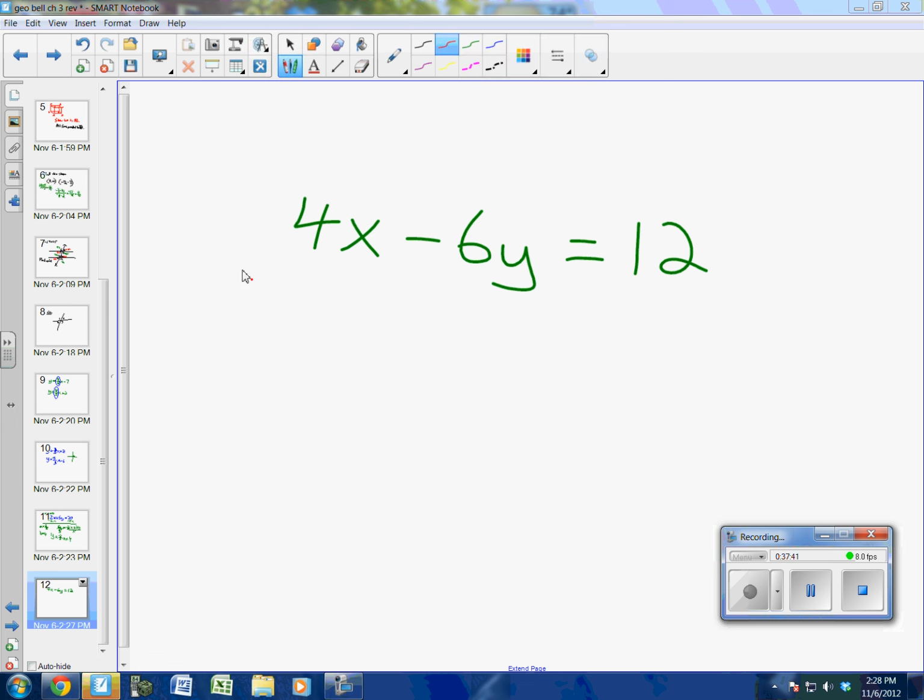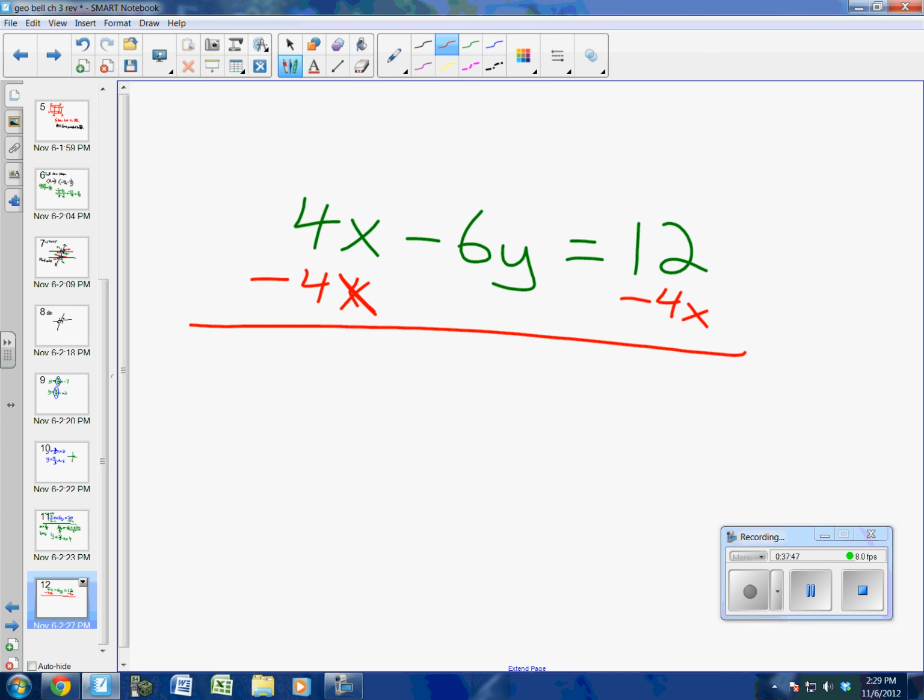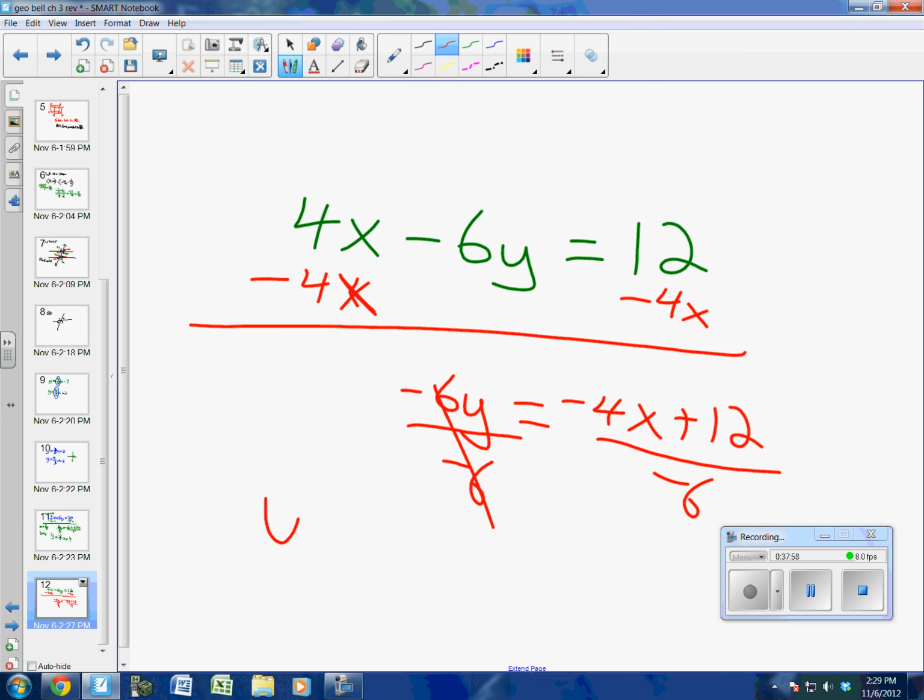Okay, to do this problem, you guys, I'm going to minus 4x because I got to get it in the form of y equals mx plus b. I'm left with negative 6y on this side and negative 4x plus 12 on the other. I divide by negative 6. Those cancel out, and I get y equals negative 4 over negative 6 x plus a negative 2. By the way, guys, negative 4 over a negative makes a positive, and 4/6 reduces to 2/3. So it's a positive 2/3 x minus 2.